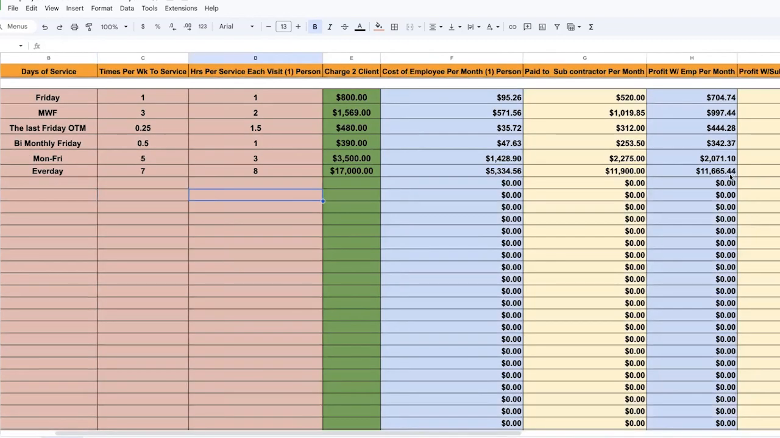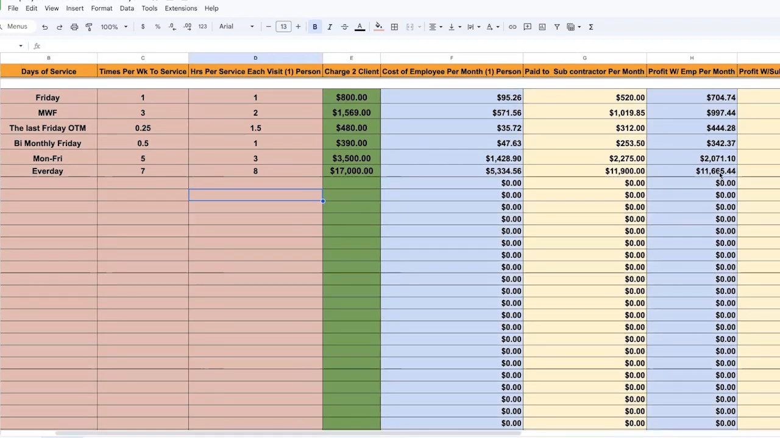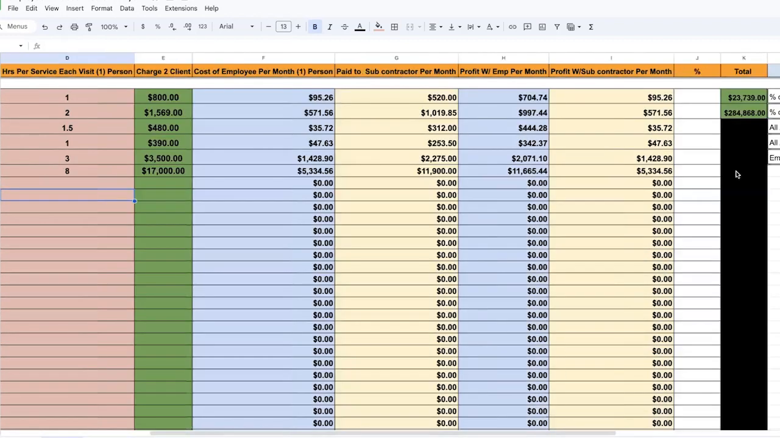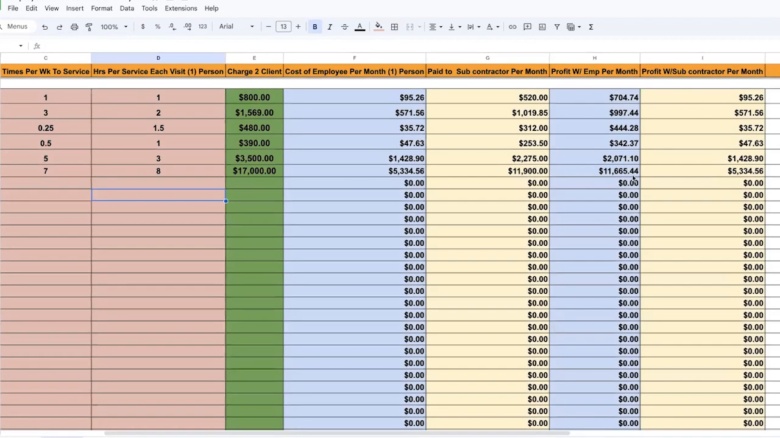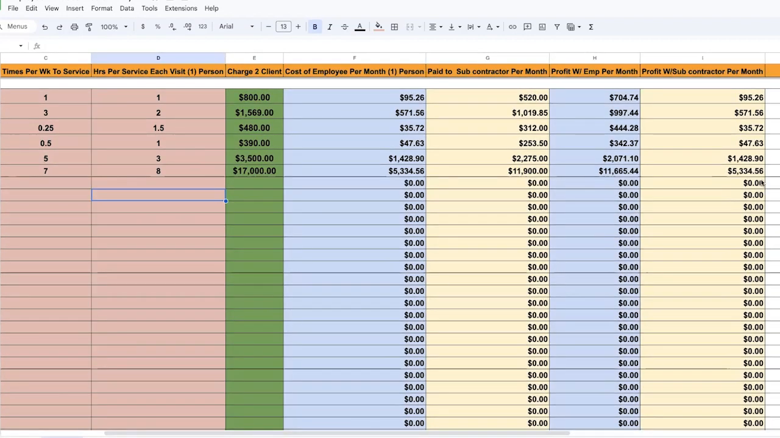I'm going to profit $11,665.44 with an employee, but with a subcontractor, that's $5,034. So you have to really look at it and say, okay, well, if I put an employee in an account that big, what's going to come with it? What am I going to have to do from a managerial standpoint? Or I can get a subcontractor, someone who knows what they're doing.